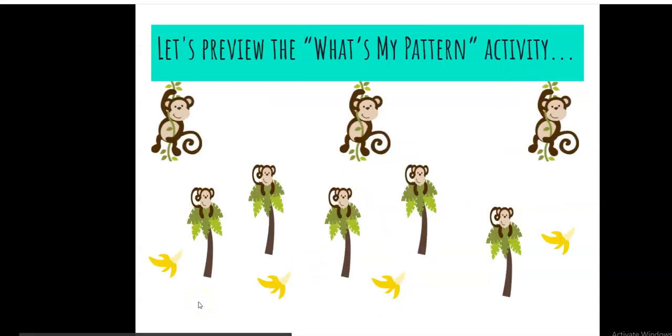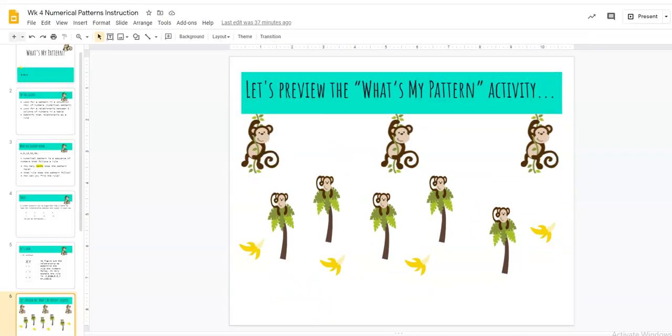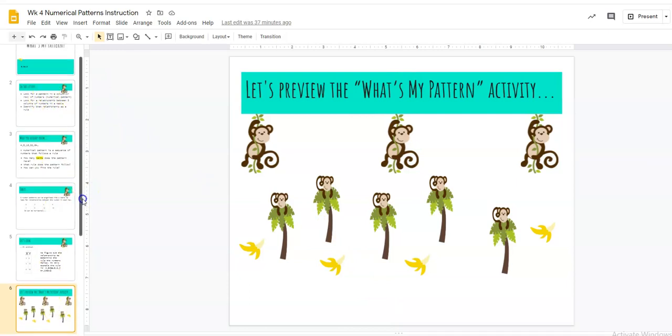Now let's preview the What's My Pattern activity in slides. Whenever you're working in slides, you're going to have to get out of the present mode and into the edit mode, which is what I'm in now. So the slide that you're going to be looking at will look like this one.